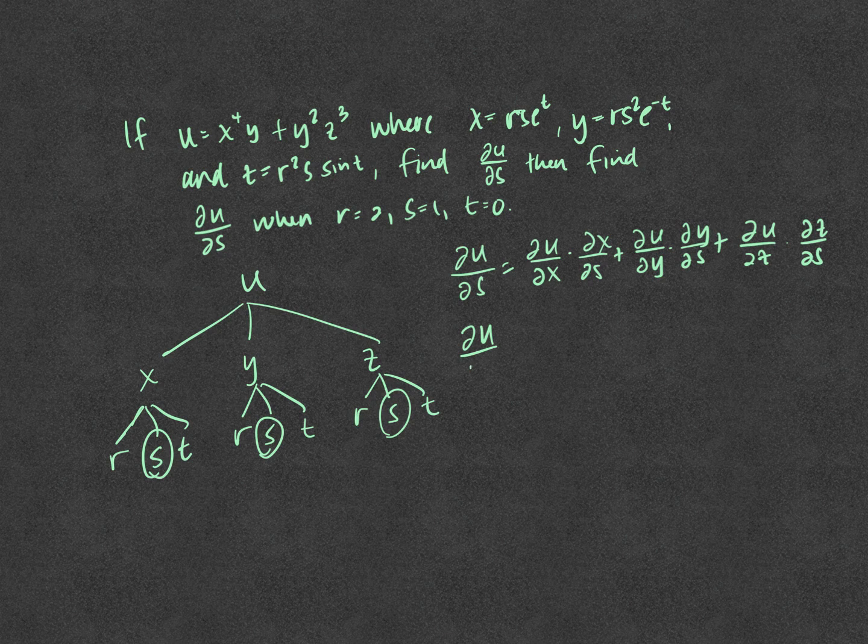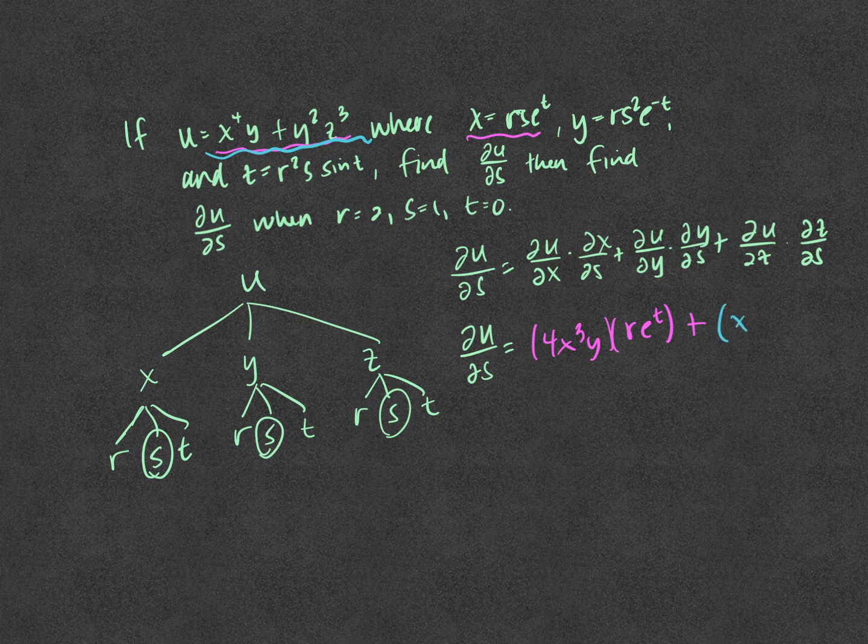So we're going to say the partial of u with respect to s is equal to the partial of u with respect to x, which we take to be 4x to the third y, plus, those are neither one x, so we're done. And then the partial of x with respect to s, so we just have r e to the t, plus the partial of u with respect to y. So we're going to come back to this with respect to y.